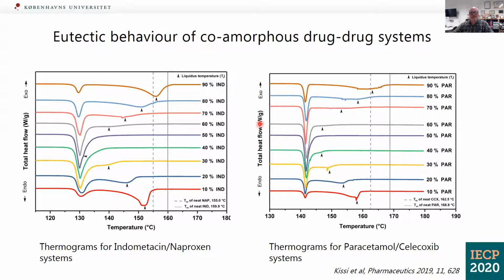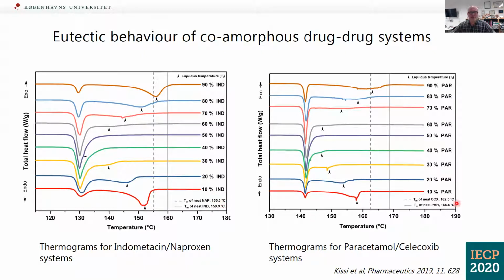But this may not necessarily be so, and in fact, in many cases, it isn't. So how can we find out the optimal ratio of drug to co-former in co-amorphous systems? Let's first have a look at eutectic systems. So here we have the drug indomethacin together with the drug naproxen.